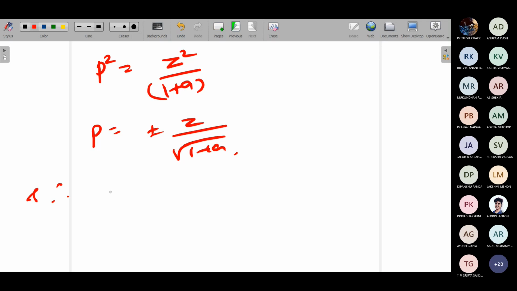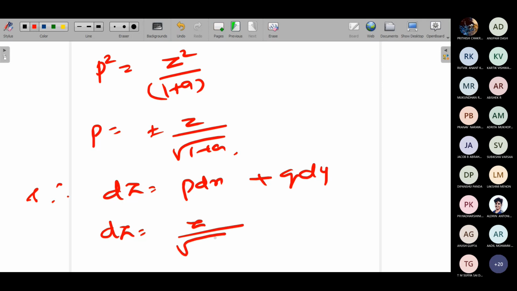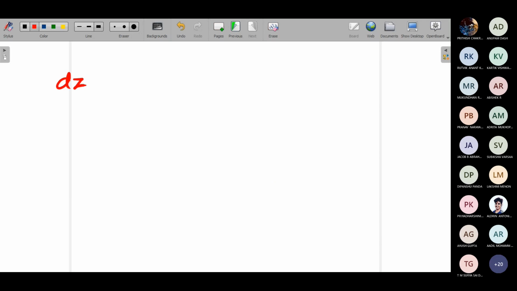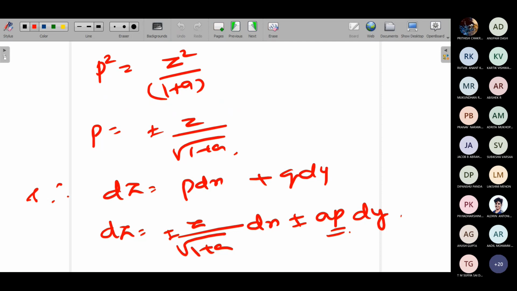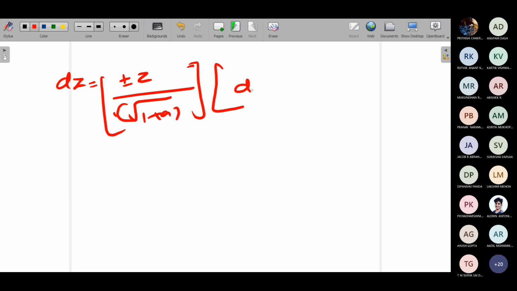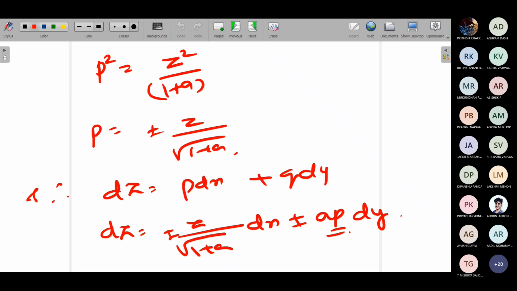Therefore dz equals p dx plus q dy. What is your dz? p is nothing but z by square root of 1 plus a into dx, and here you have ap into dy. Again you substitute the value of p here, which will be the same. I can take plus or minus z divided by square root of 1 plus a commonly outside. So I will have dx plus or minus a dy. Again, I'm substituting back p.